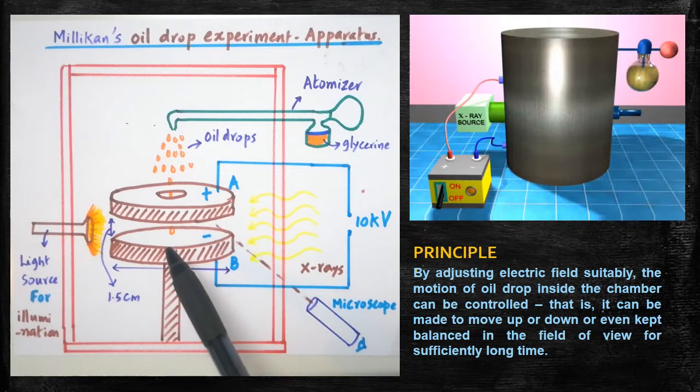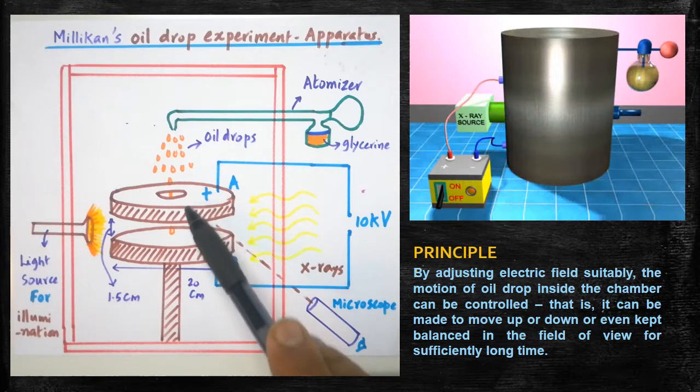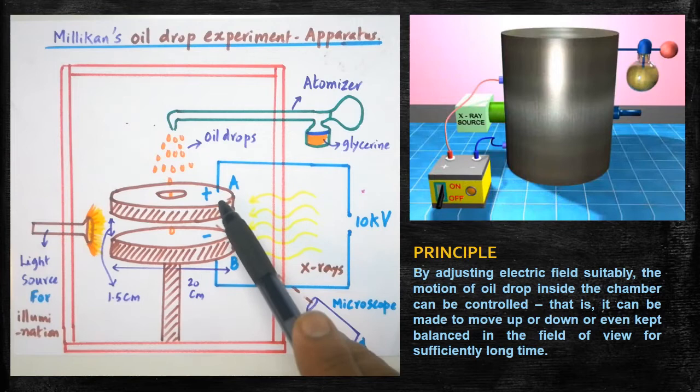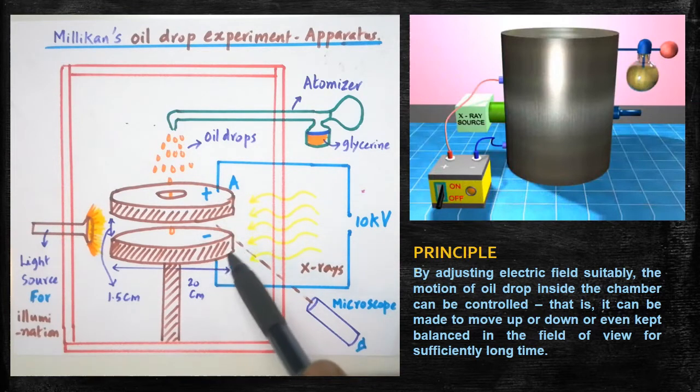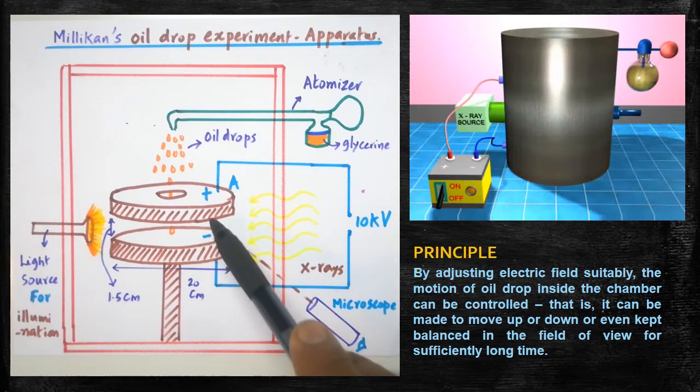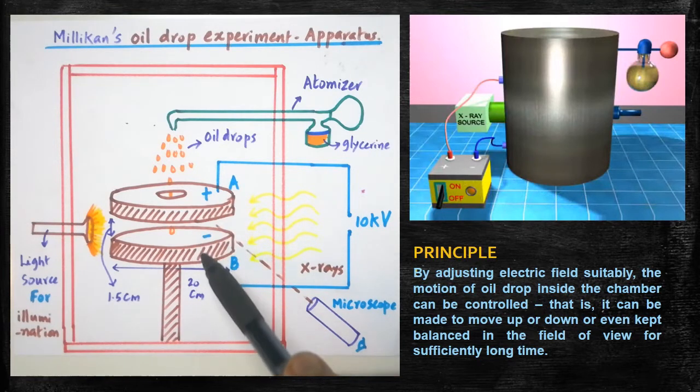Look at that. The apparatus consists of two horizontal circular metal plates. The upper plate is named A and the lower plate is named B. The diameter of each plate is around 20 centimeter. These two plates are separated by a small distance of 1.5 centimeter.